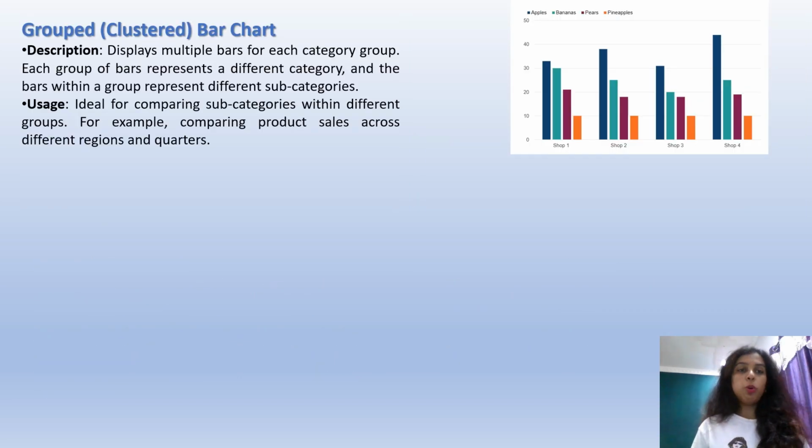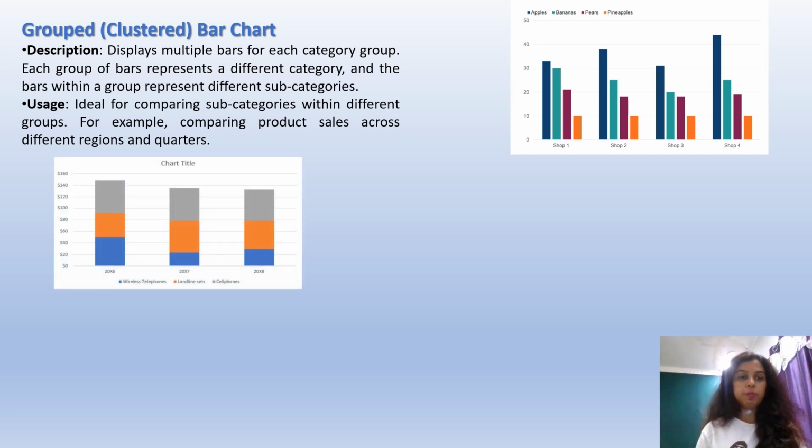Next comes group or clustered bar chart. This displays multiple bars for each category group. Each group of bars represents a different category, and the bars within a group represent different subcategories. These are ideal for comparing subcategories within different groups. For example, comparing product sales across different regions and quarters.